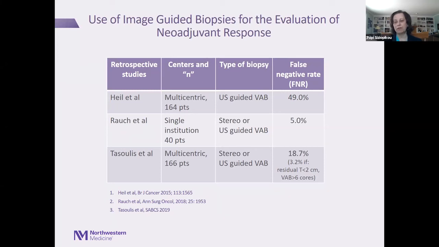Of interest, Tasoulis and collaborators reported that their unacceptable 18.7% false negative rate was cut down to 3.2% if the residual tumor after neoadjuvant chemotherapy was smaller than 2 centimeters and if the investigators used vacuum-assisted biopsies of more than 6 cores. During the same session in last year's San Antonio, 3 other groups reported results of their prospective studies addressing the same issue. Can we avoid surgery post-neoadjuvant chemotherapy if we use sophisticated imaging techniques and image-guided biopsies to evaluate the area of the possible residual tumor?